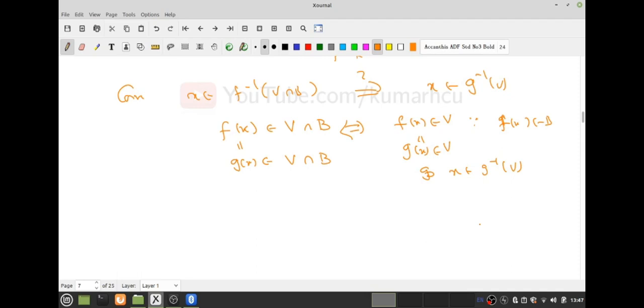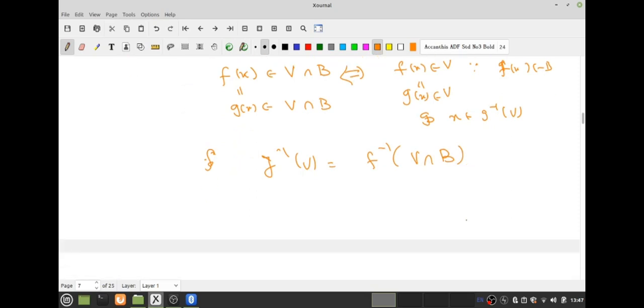Okay. So what do you think I have proved? I have proved that g inverse of V is nothing other than f inverse of V intersection B. Now what do I know about f? f is a function from (X, tau X) to (B, tau B). This is continuous, right? Now what do I know about V intersection B? V intersection B is in tau B because V is in tau Y. Therefore f inverse of that will be in tau X. So this is in tau X. But that is nothing other than g inverse of V. Therefore I have proved g inverse of V is in tau X.